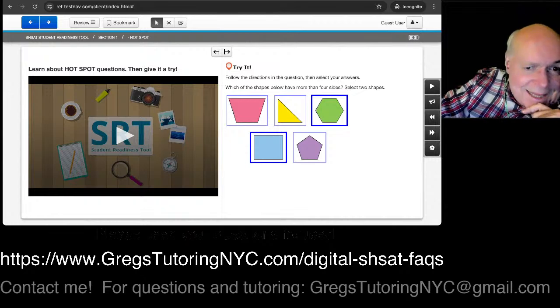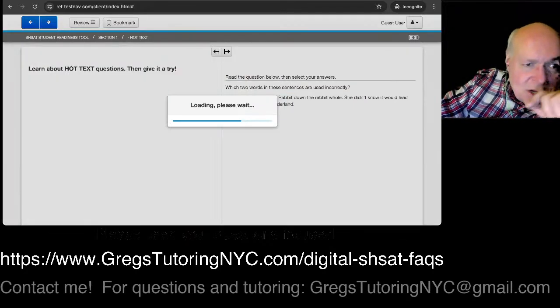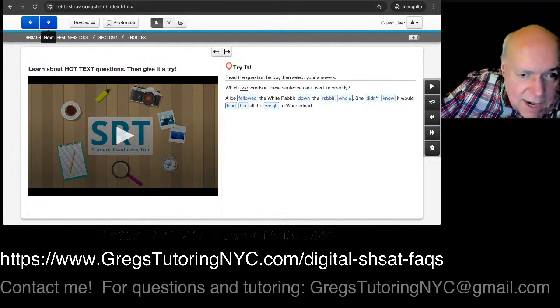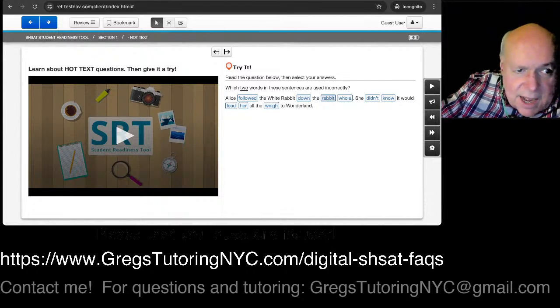Okay, we also have hot text. So I did this slightly different in part 4, but here we have an actual box around it. If you notice, if I mouse over it, it kind of highlights. We can have the same thing basically that the hotspot had. So it says, which 2 words? So here they're telling us there's 2. So if I click followed and I click down, it shouldn't really let me do rabbit. So right, it's blocking me out to do rabbit.